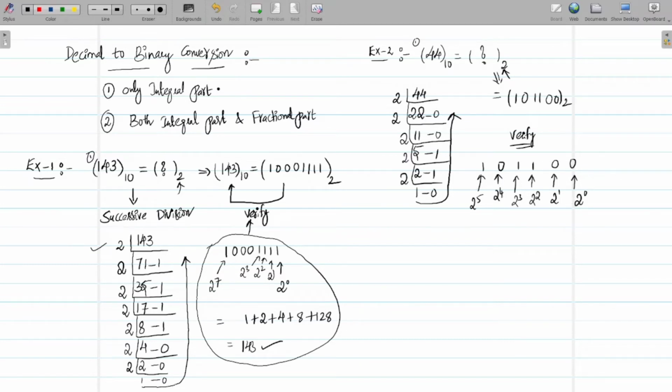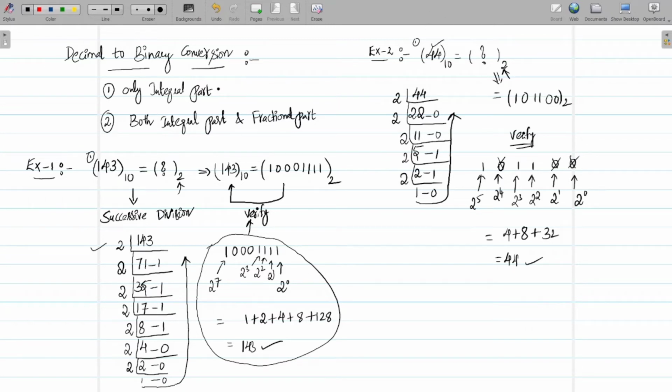Now add the terms which have only ones, meaning multiplying the coefficients with that polynomial, you need to add all these things. I'm not considering zero terms, so neglecting zero terms, adding the terms which contain only ones. So 2 square into 1 is 4 plus 2 cube into 1 is 8 plus 2 power 5 into 1 is 32. 32 plus 8 is 40. 40 plus 4 is 44. Okay, this is the number given in the problem.